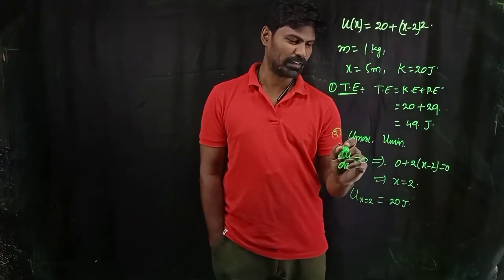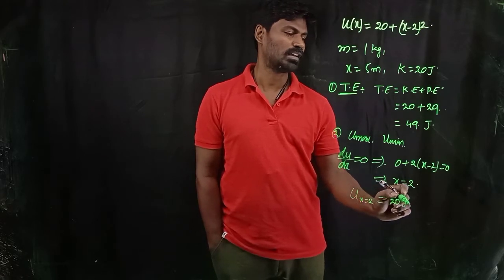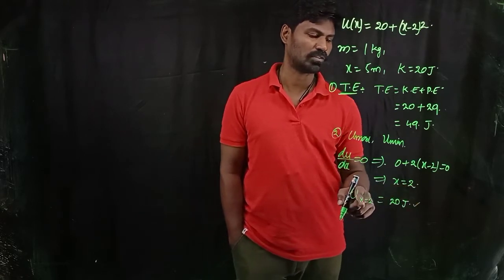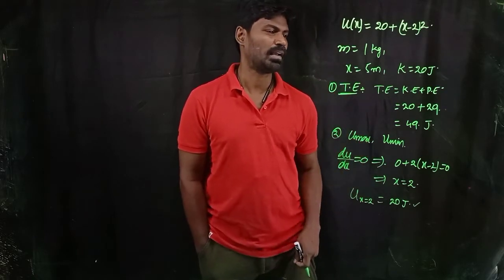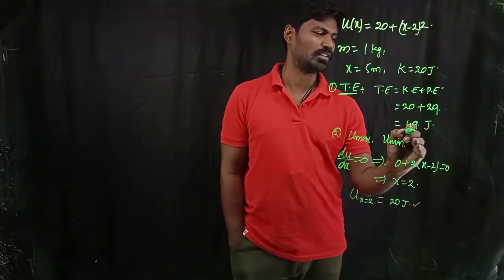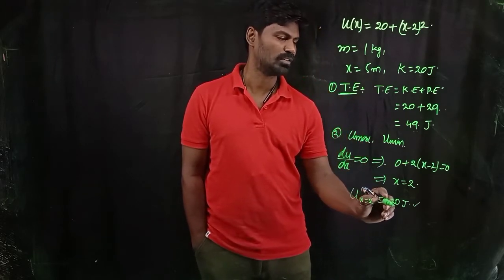Here, without calculating d square U by dx square, directly I said x equal to 2 corresponds to minimum potential energy. How can I say like that? Because total energy is 49 joules, okay, and U at x equal to 2 is 20 joule.